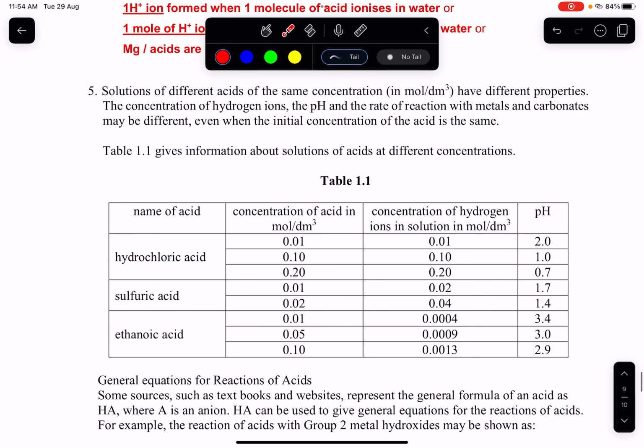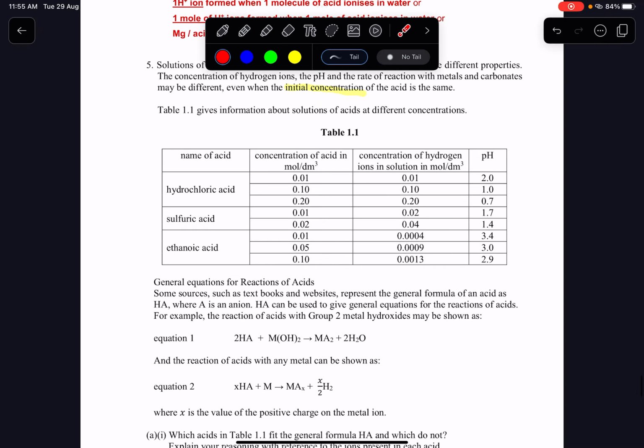Next, question 5. Solutions of different acids of the same concentration have different properties. The concentration of hydrogen ions, pH and rate of reactions with metals and carbonates may be different even when the initial concentration is the same. So what is this trying to tell you? It doesn't matter about my concentration. If I have different acids, they might give me different pH even with the same concentration.